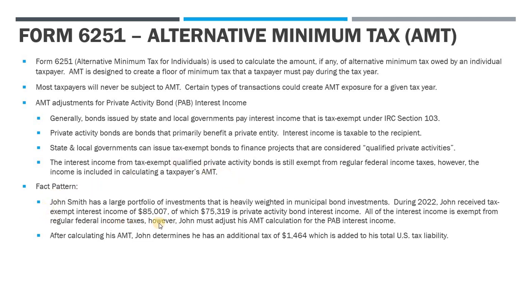So if we look at our fact pattern here, and then we'll take a look at the return. Let's say we have John Smith, and John's got a very large portfolio of investments. So stocks, bonds, corporate bonds, municipal bonds, but he's heavily weighted in municipal bond investments, most of which is private activity. So during 2022, he received tax-exempt interest income from those municipal bond investments of $85,007. And then of that, $75,319 is private activity bond interest income.